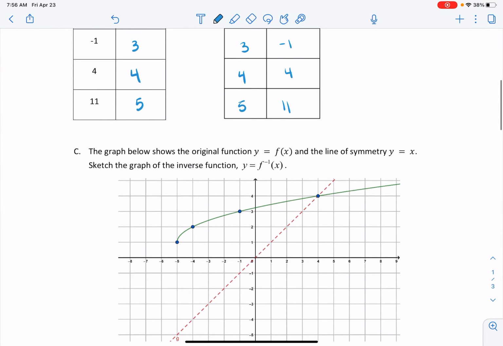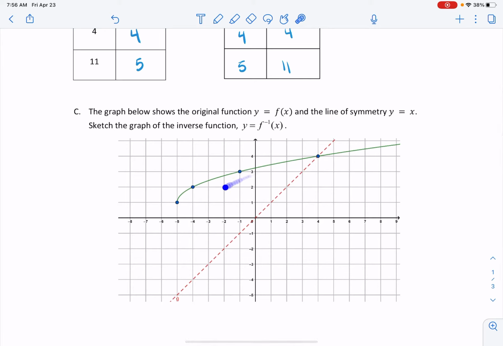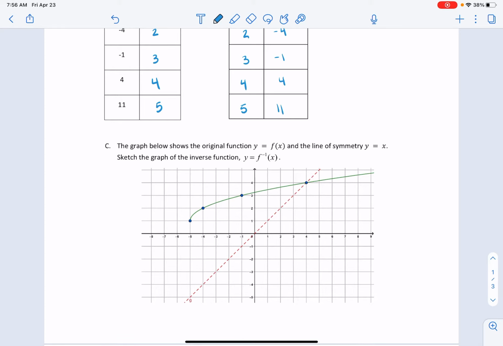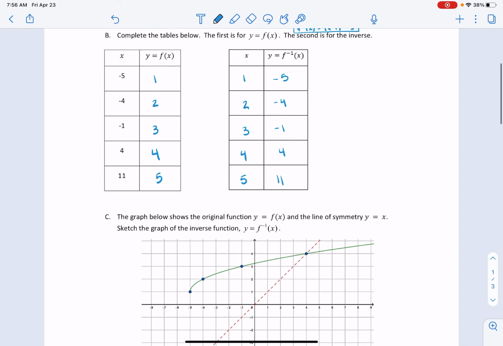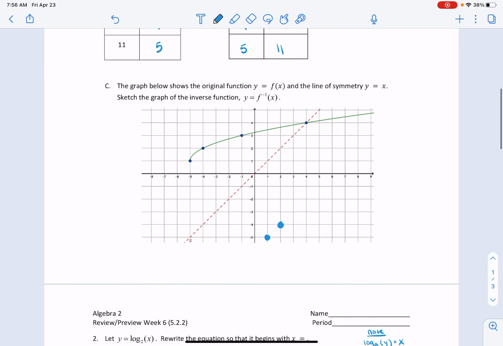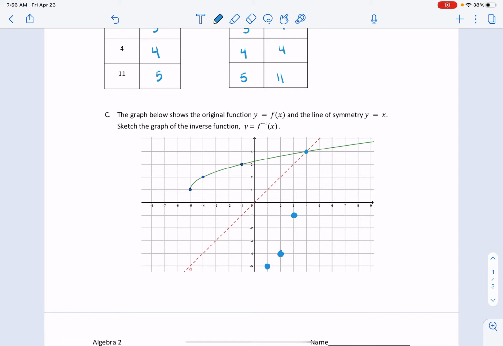Part C says that it already has graphed the original function here and the line of symmetry, but it wants us to graph the inverse. So let's look at those points and plot them. So we have 1, -5. Then we have 2, -4. Then we have 3, -1. Then we have 4, 4. And 5, 11 is a little bit high up there, so I can't graph that one, so we'll stop there. And I'll go ahead and put my line through. And there we go.